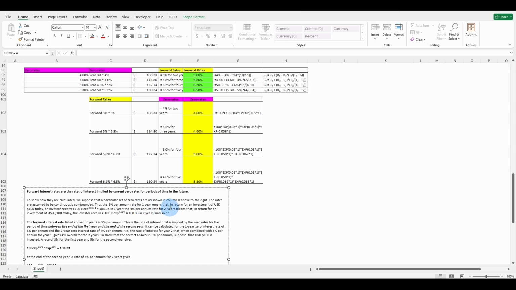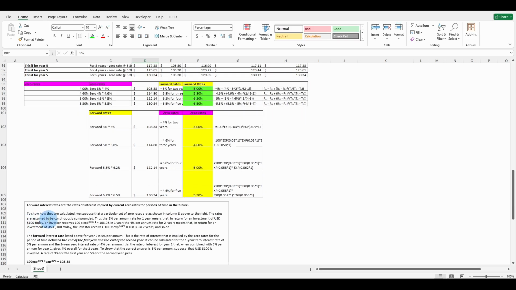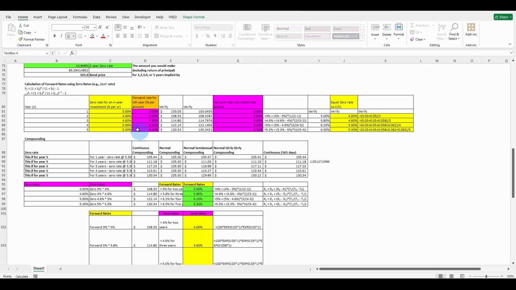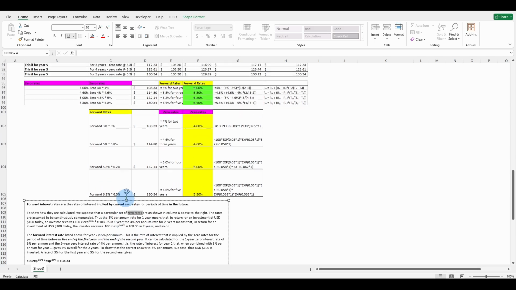4% per annum rate for 2 years means that in return for an investment of US dollars 100 today, the investor receives 100 e to the 0.04 times 2, 108.33 in 2 years. You got that? To show how they are calculated, we suppose that a particular set of zero rates, be sure to read this carefully, zero rates, a particular set of zero rates are shown in column D above. It's this information right here. If we assume continuous compounding, the 3% per annum rate for 1 year would be 103.05, and for the 2 year it would be 4%, and you get 100 e to the 0.04 times 2.